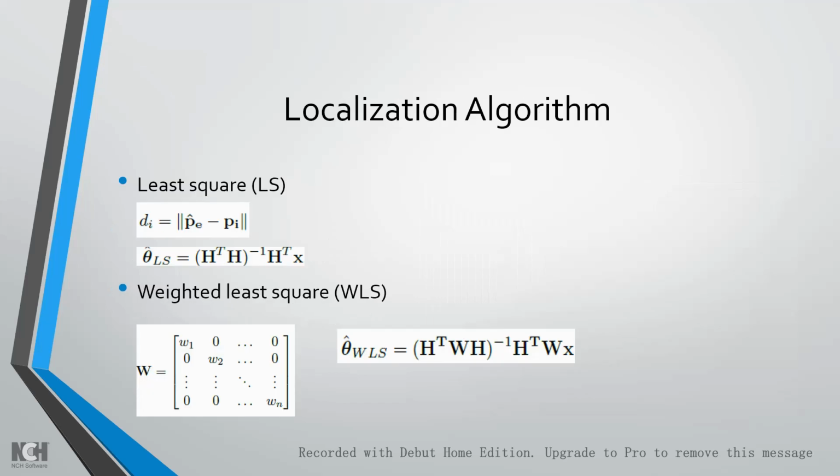Here are two localization algorithms. The first one is the least square algorithm. This algorithm uses pure Euclidean distance to compute the location of the object. Another algorithm is the weighted least square, WLS, algorithm. In this algorithm, a weight is used to mitigate the error for different anchor points.